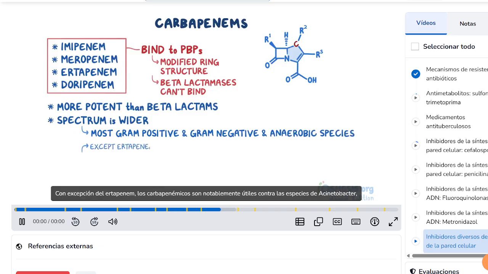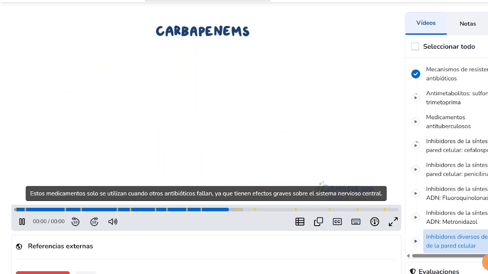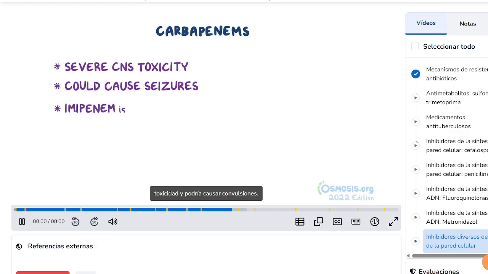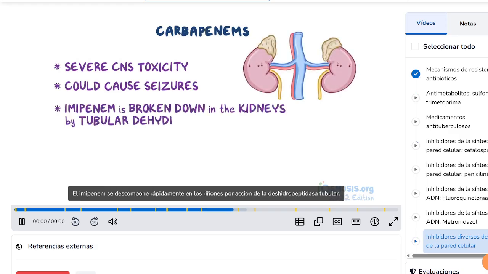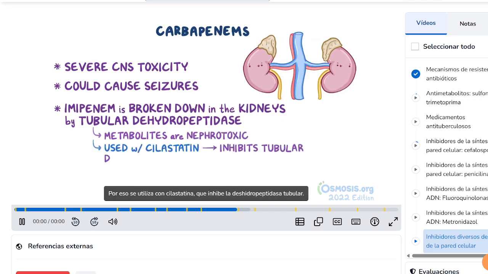With the exception of ertapenem, carbapenems are notably useful against Acinetobacter species, which cause nosocomial infections like ventilator-associated pneumonia, and Pseudomonas aeruginosa, a bacteria so hardcore and resilient, it swims laps in hand disinfectant just to wake up in the morning. These medications are only used when other antibiotics fail, since they have severe central nervous system toxicity and could cause seizures. Imipenem is rapidly broken down in the kidneys by tubular dehydropeptidase. To make things worse, the metabolites are also nephrotoxic, and that's why it's used with cilastatin, which inhibits the tubular dehydropeptidase.